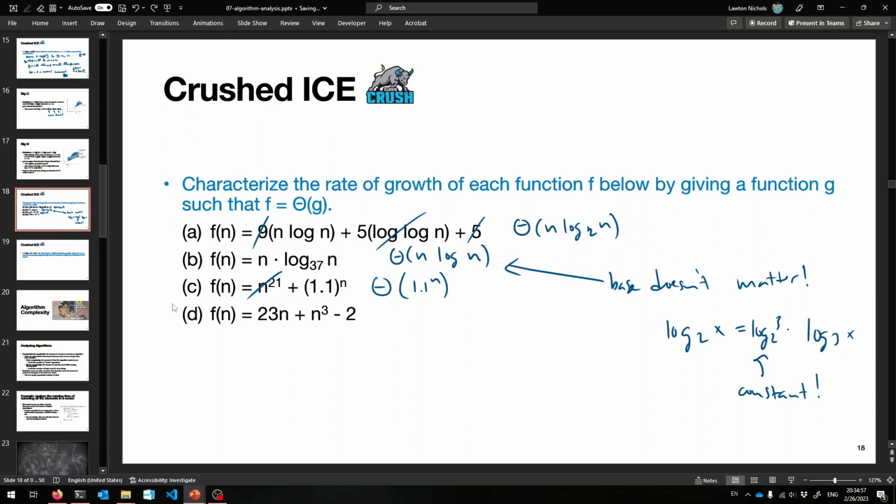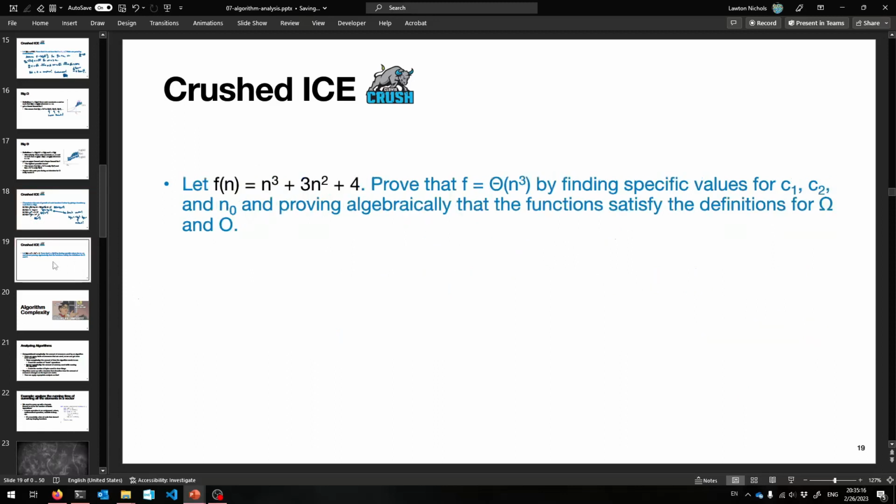All right, and then finally this one. That's the easiest of the four. Lower order term, lower order term. It's big theta of n cubed. I hope you see that. So, yeah, that's getting us some practice with all that stuff. For the final trick, I have one more question for you to try. Here is a function. f of n is n cubed plus 3n squared plus 4.